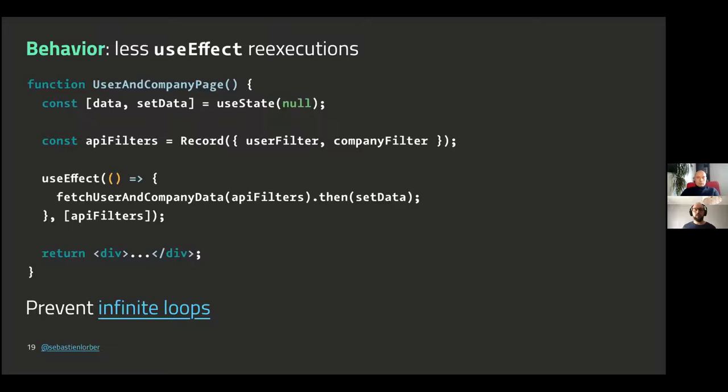And in this slide, you can use a record around the API filters here, so that, for example, if the user filter and the company filter didn't change, then the API filter will be the exact same object as before, actually a record, and then the useEffect will not trigger again and again because it will be exactly the same. So basically, the useEffect will only re-execute when one of the two filters had a meaningful change, like the user filter or the company filter was updated. And you won't have an infinite loop for nothing.